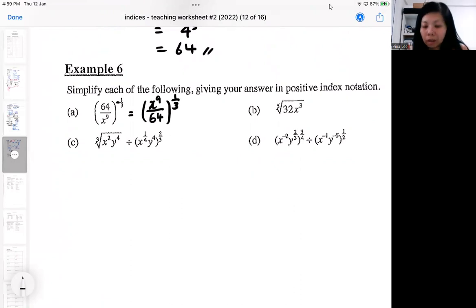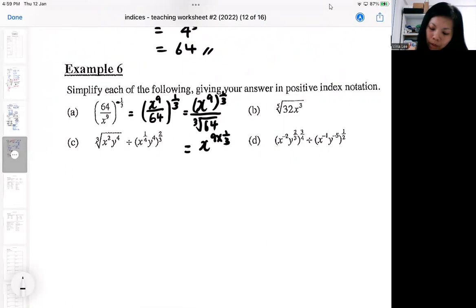And then 1/3 is a cube root. So you can cube root the number. For the numerator, I didn't want to cube root because it's an algebra, so I will do a double power. So if I do a double power, I will get 9 times 1/3 over 4. So that is x cubed over 4.